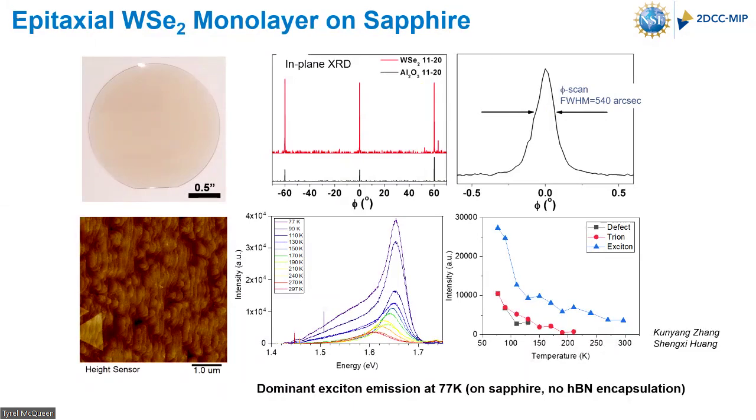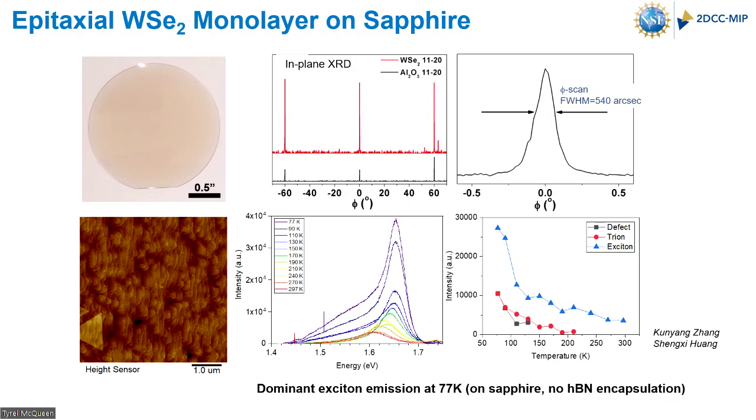But nevertheless, we can use this process to make nearly fully coalesced monolayers on sapphire, primarily on 2-inch sapphire, which is what we're using right now. This is just an example for tungsten diselenide on sapphire. There are some small pinholes in the film. As I mentioned, it's tricky at this point to get it perfectly coalesced. But these are nice heteroepitaxial films, right? You can do in-plane X-ray diffraction and see that they're well aligned epitaxially. You can measure the full width at half maximum of the peak, just like we do for III-Vs. Not too bad, it's 540 arc seconds.